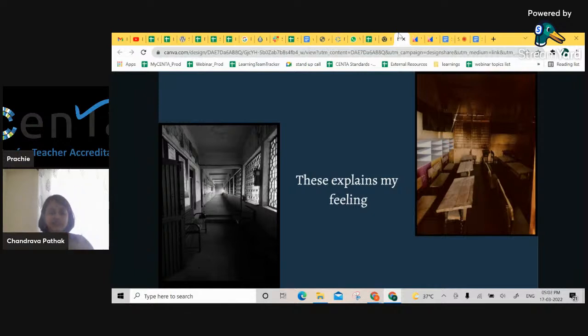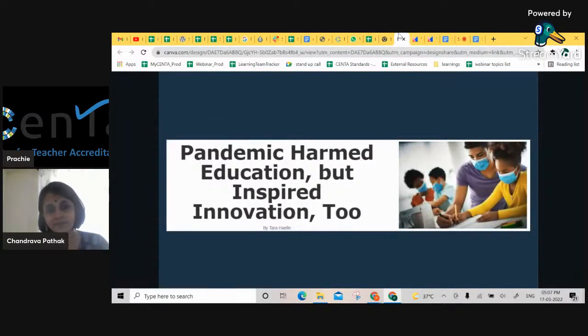Exactly this feeling. These two pictures explain my entire feeling. Emptiness, helplessness, seeing the classrooms without students, frustrated, all of the negative emotions at one time. Nervous, right? Extremely nervous. But one thing that kept me going was something I read once. Prachi, next please. This is an article that I saw a few months after the COVID pandemic happened.